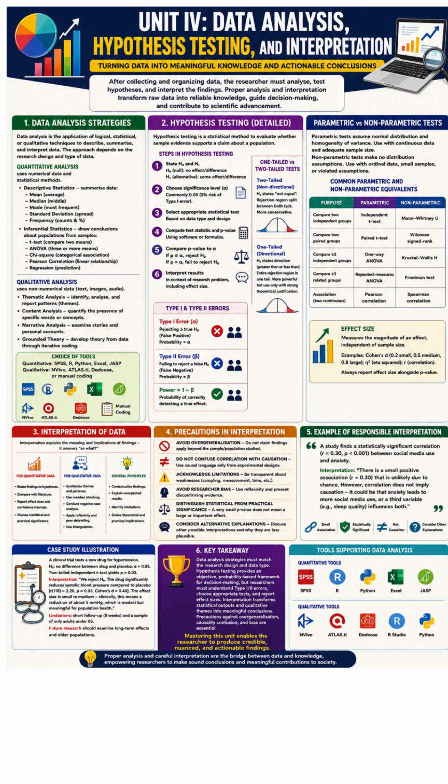Precautions in interpretation. Researchers must exercise caution when interpreting data. One common mistake is overgeneralization, where conclusions are extended beyond the population or context actually studied. Findings should only be generalized when appropriate evidence supports such claims.